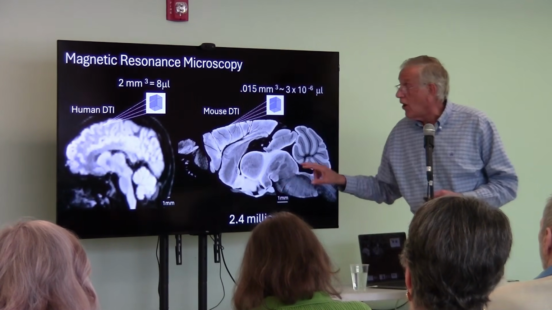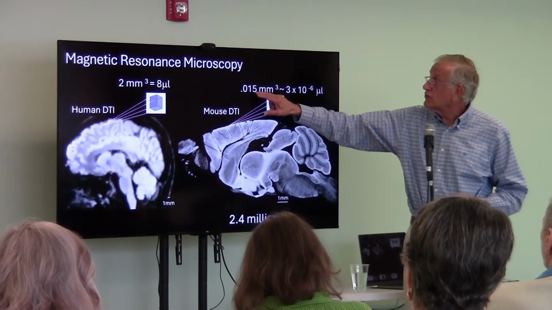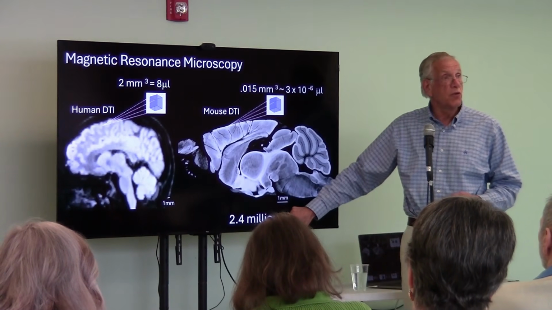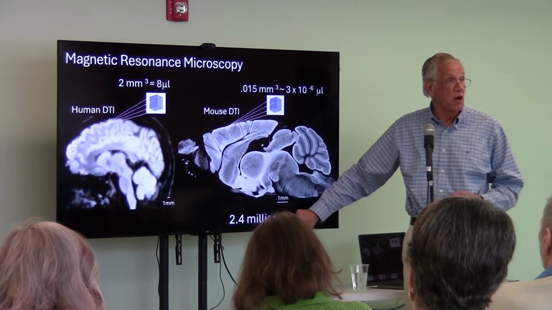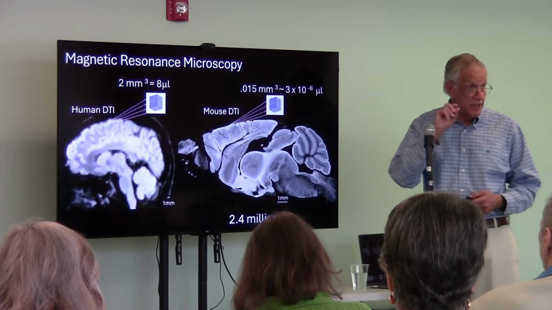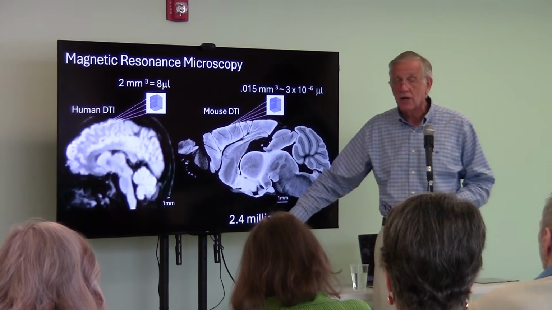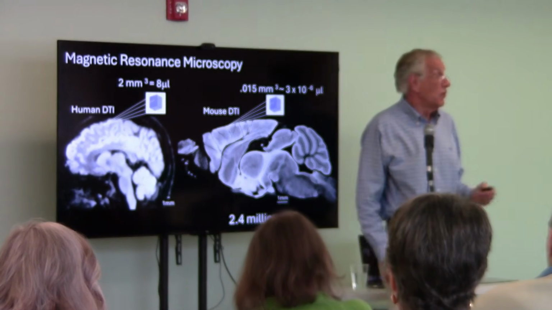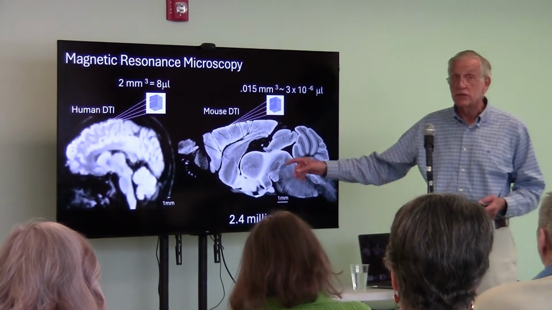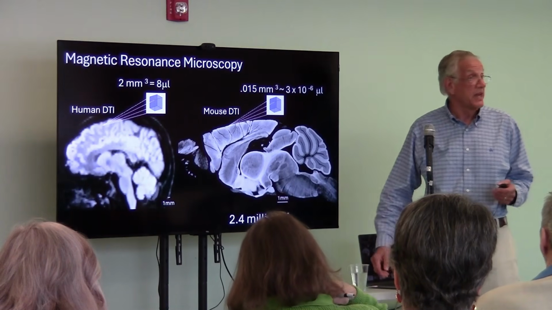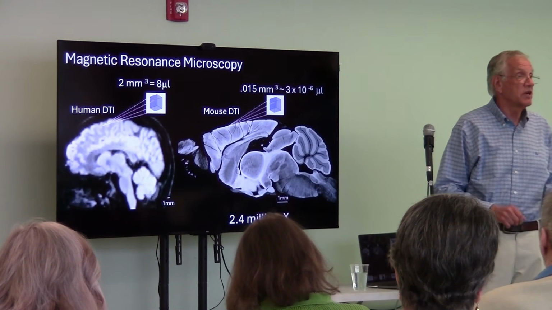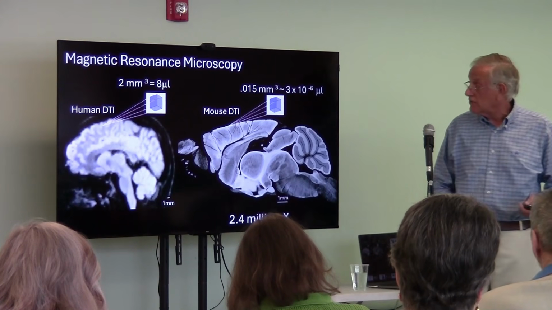Here is our mouse, and the voxels now are 15 microns on the side. So these are 2.4 million times smaller. Each little voxel, 2.4 million of these would fit in one of these. They're long scans. This scan took 10 days. So, you know, you start the scan and go off and have a cup of coffee. We've made it much faster now.